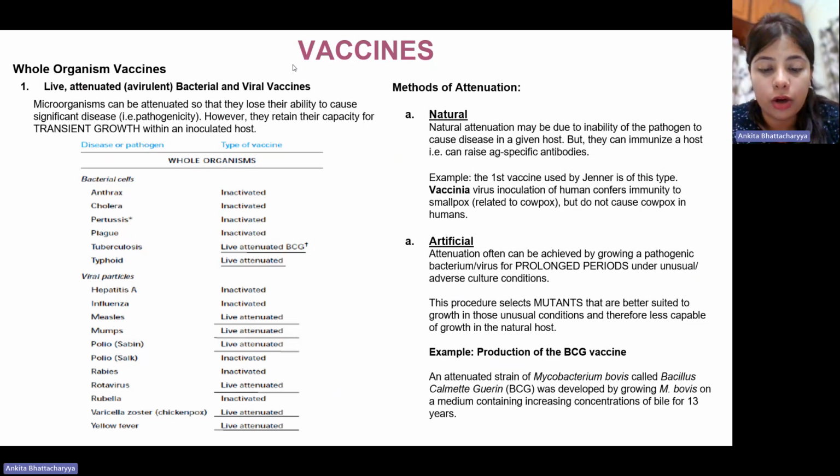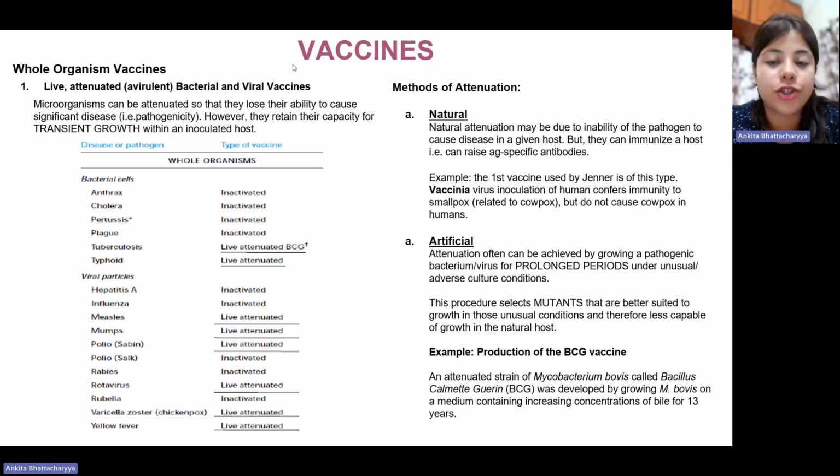The second method of attenuation is for artificial cases. So attenuation often can be achieved by growing a pathogenic bacteria or virus for very prolonged periods under unusual or adverse culture conditions. So attenuation has multiple mechanisms. What you actually probably came across in the video lectures was that you go for chemical or heat-based inactivation. So you have mechanical or chemical modes of attenuating it.